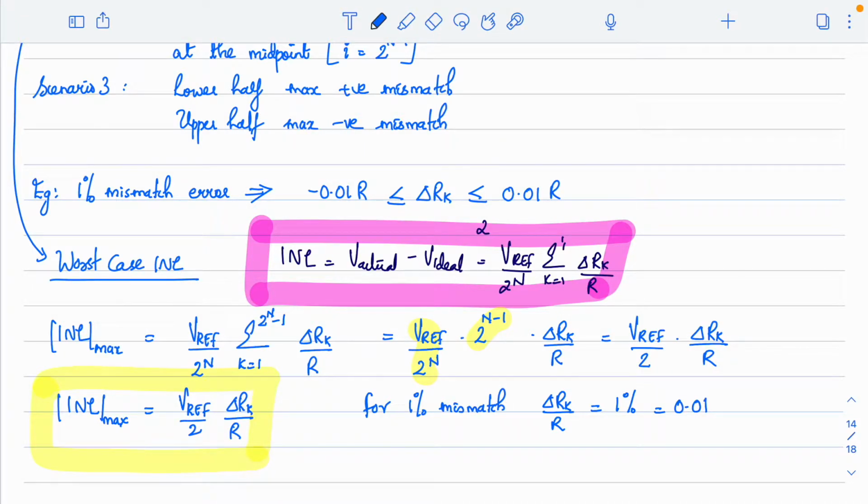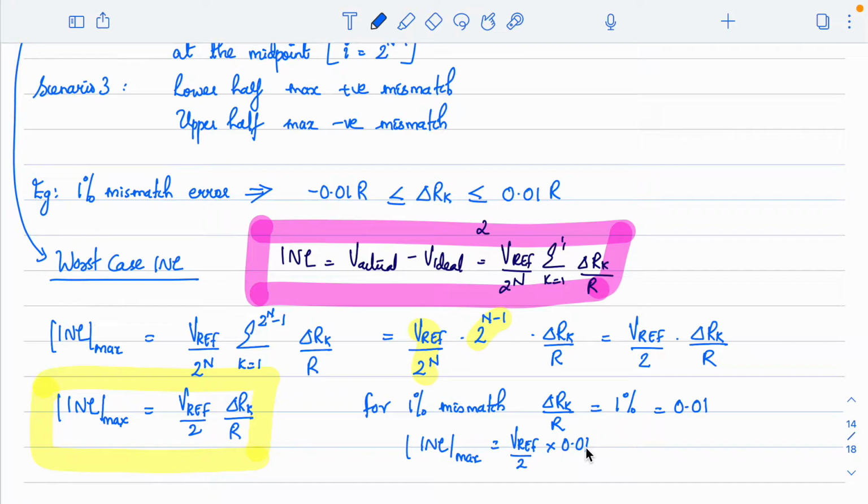So the maximum INL formula is Vref by 2 into delta Rk by R. For 1% mismatch, this delta Rk by R value is 0.01. So for that case, we can write INL max equal to Vref divided by 2 into 0.01. This is how we can find the maximum INL.